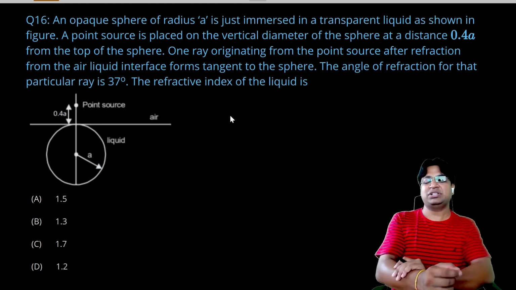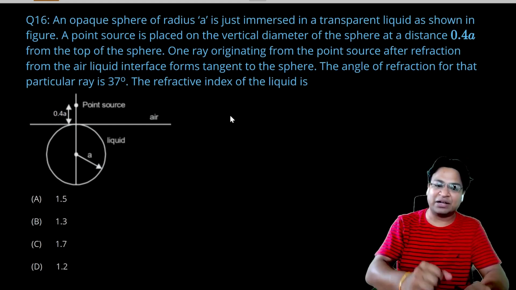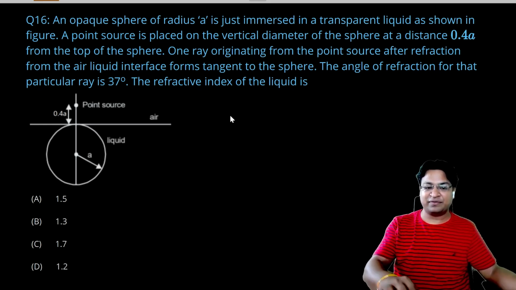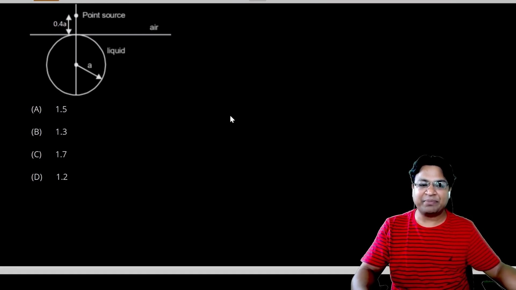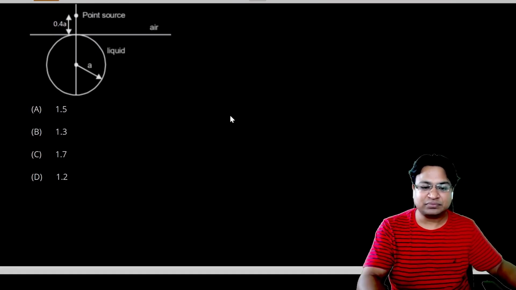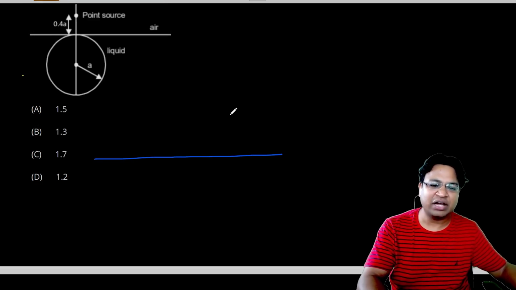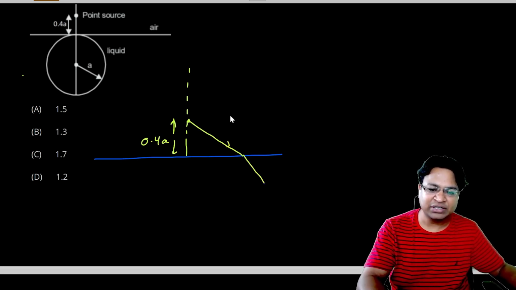Now we go to question number 16. Again, you need to make a good figure and you need to do a bit of calculation to get this question right. So what this question is telling, I'll need a big figure, so let me create some space for myself. What is happening here is that let's say this is the interface. Light starts traveling from some point here, which is at a height of 0.4a from the interface. And then light goes like this, and then it bends and travels like this.